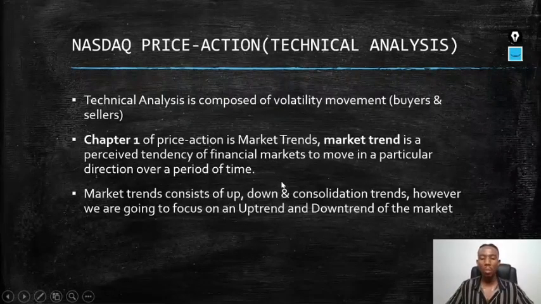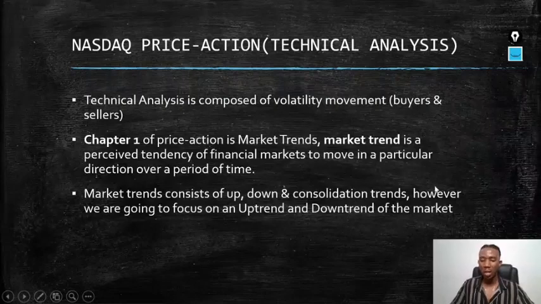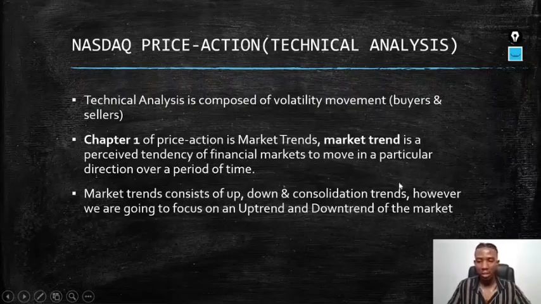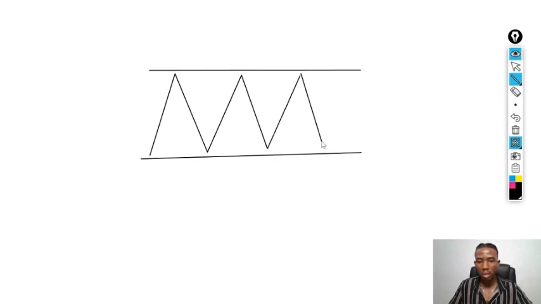So we have 3 types of market trends, meaning market trends consist of uptrend, downtrend, and lastly consolidation trends. However, we are only going to focus on an uptrend and a downtrend in this case. So firstly, before I continue, let me show you what a consolidation trend is. A consolidation trend is a trend that has no overall direction, meaning it's not an overall buy or an overall sell. You just buy low, sell high. This is a consolidation trend. Okay, so now let's continue.